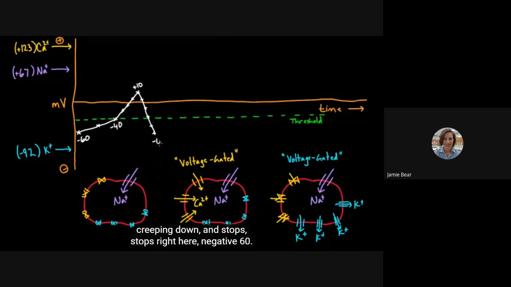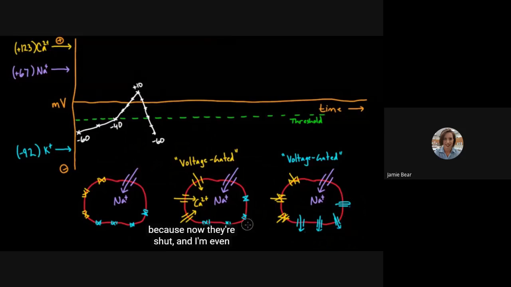Stops right here, -60. Well, why did it stop? Why didn't it just go all the way down closer to -92? Well, just as the calcium gated channels shut, so do the potassium. So these ones actually shut down as well. And I'm just going to erase this potassium at this point because now they're shut.